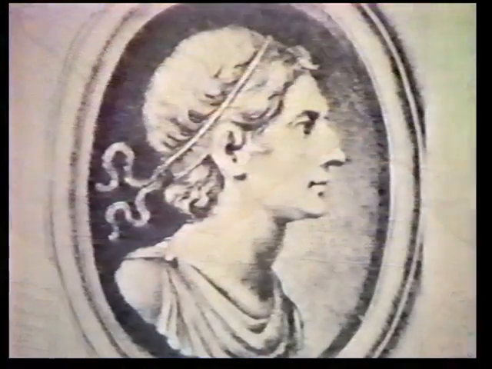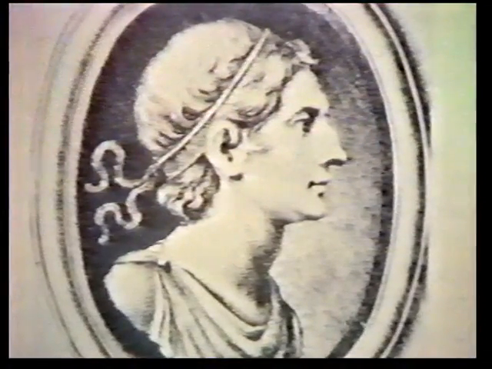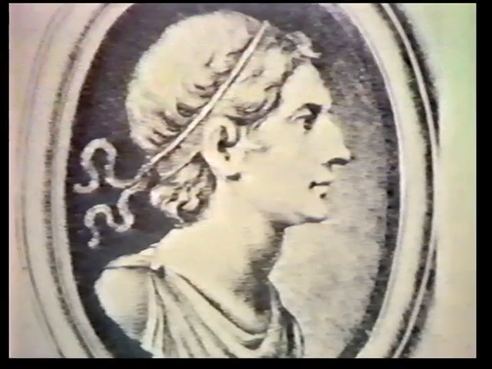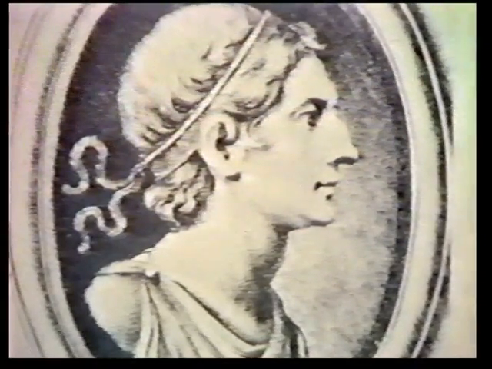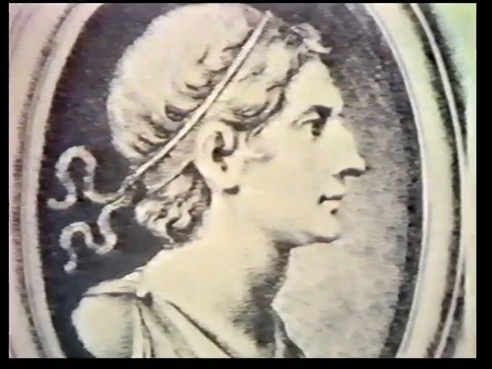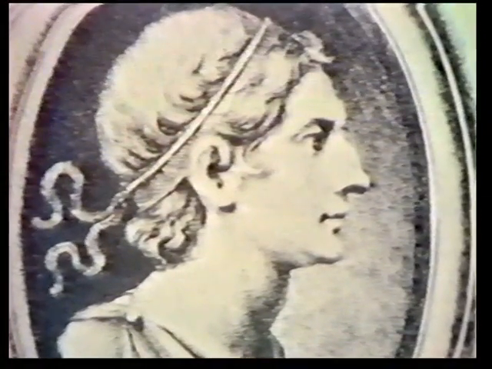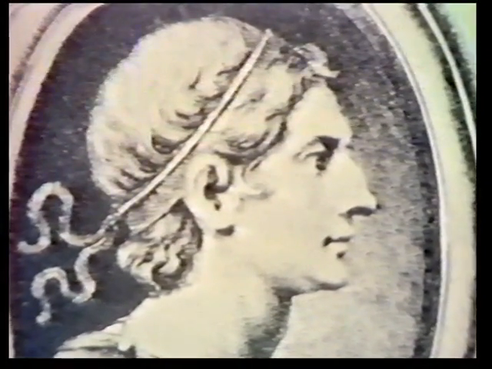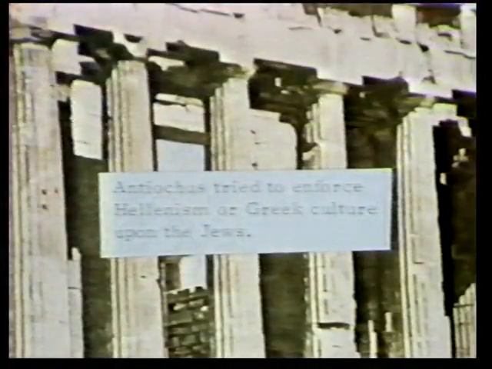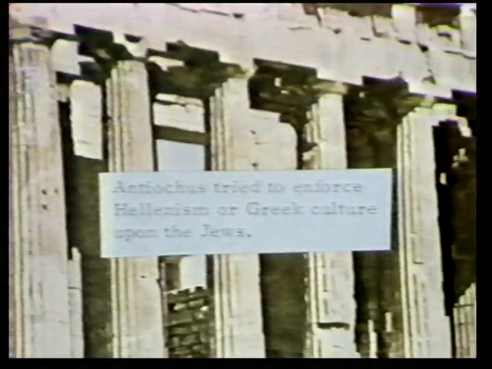The ruler most remembered during this period was Antiochus IV, known to his courtiers as Epiphanes, which means the brilliant one, but to the common people as Epimanes, the stupid one. Antiochus came to the throne in 175 BC with a great deal of egotism and a passionate determination to enforce Hellenism, or Greek culture, upon the Jews. He violently antagonized the Jews by restricting their worship in every way possible.